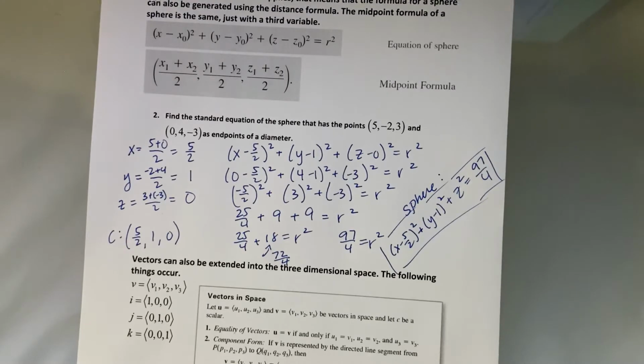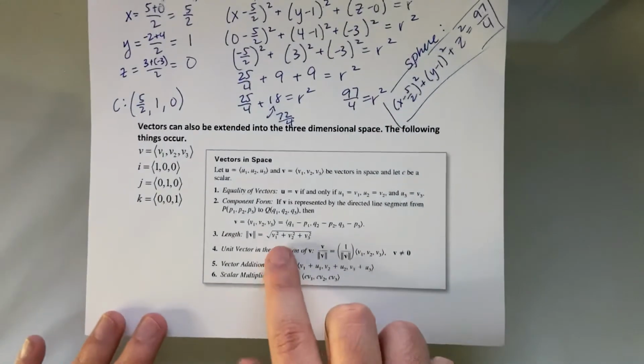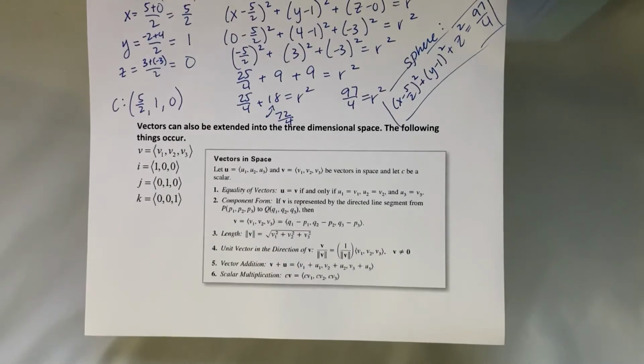Other things about vectors can be extended. Two vectors can be equivalent if they have the same components, there's just now 3. Just like the distance formula was extended, the length of a vector is extended. The length is just the square root of the sum of the 3 components squared. Adding and subtracting vectors, you still add and subtract the components. Unit vector, you still take the length and divide each term by the length, and you can still add, subtract, and scalar multiply. So let's see how this works.